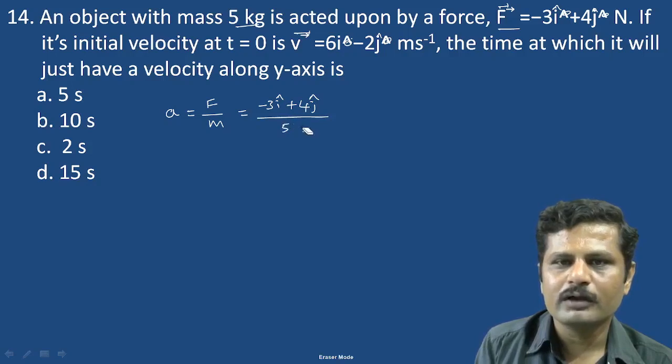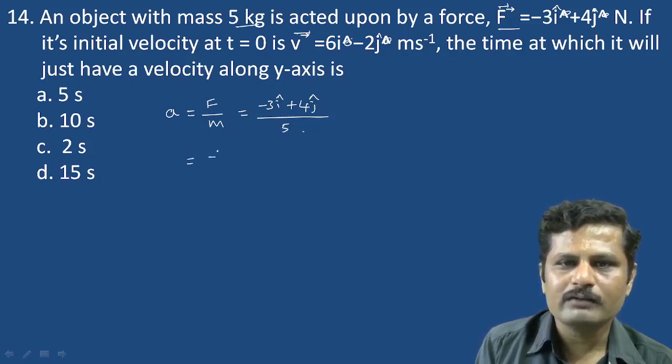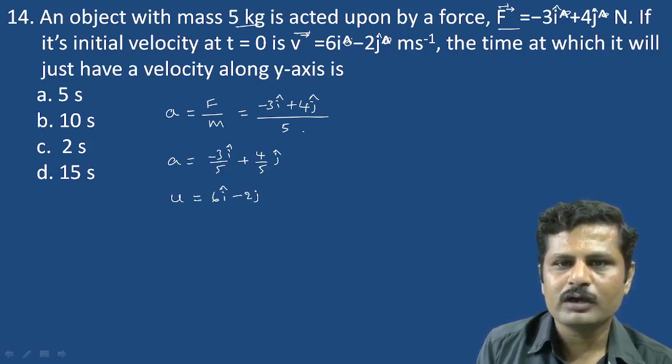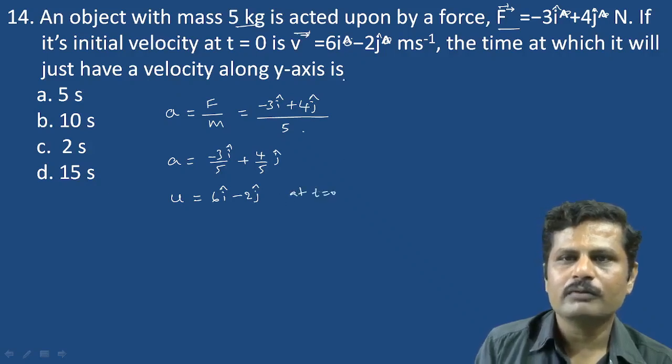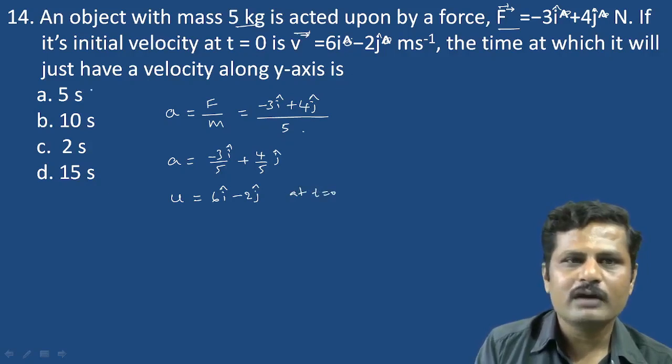So therefore, here we can write directly that the acceleration is equal to minus 3/5 i cap plus 4/5 j cap. Now, the initial velocity is equal to 6i cap minus 2j cap at t equals 0. We need the time at which it will have just a velocity along the y-axis.